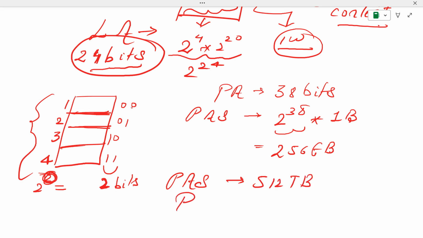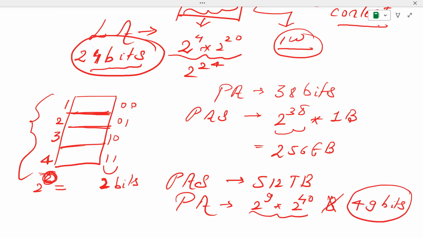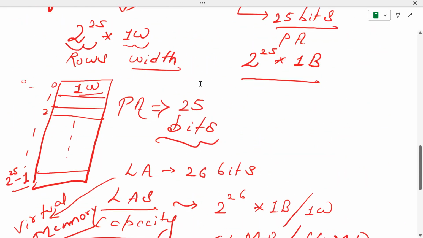Similarly, if the physical address space is given as 512 TB, then it is 2 raised to the power 9 into 2 raised to the power 40. Okay, not bytes, this is the number of rows. So altogether we need 49 bits to represent this physical address space. So this is how we go into the addressing scheme.